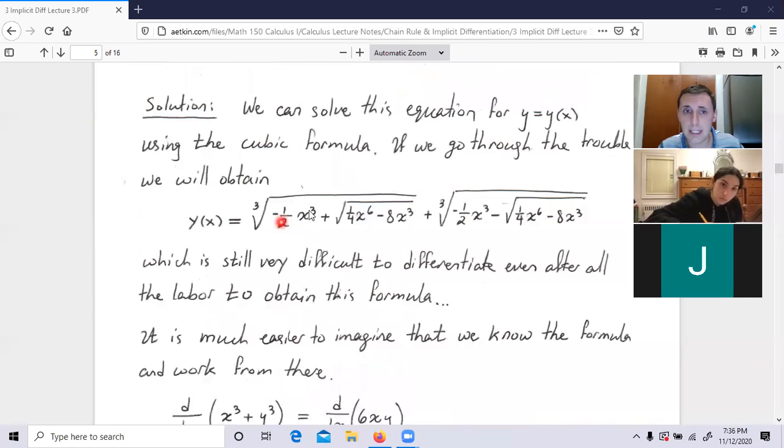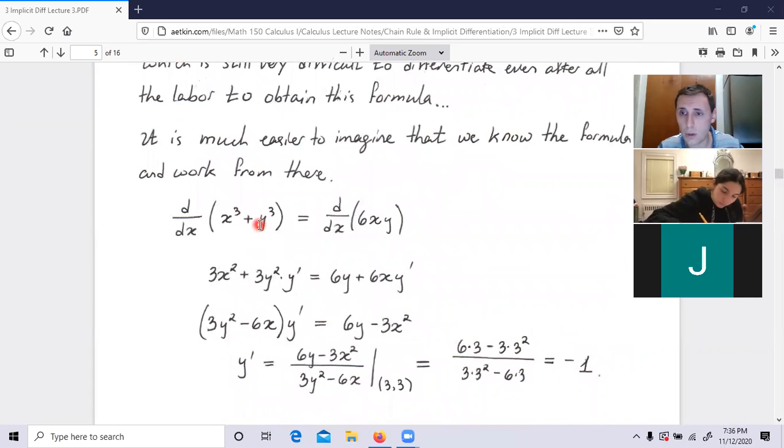It's this thing inside of the cube thing. Right? So it's this entire thing cubed. So there's only x's. You don't see a y. There are only x's. But you don't know what's the formula. So you write 3 times the inner function squared times the derivative of the inner function.